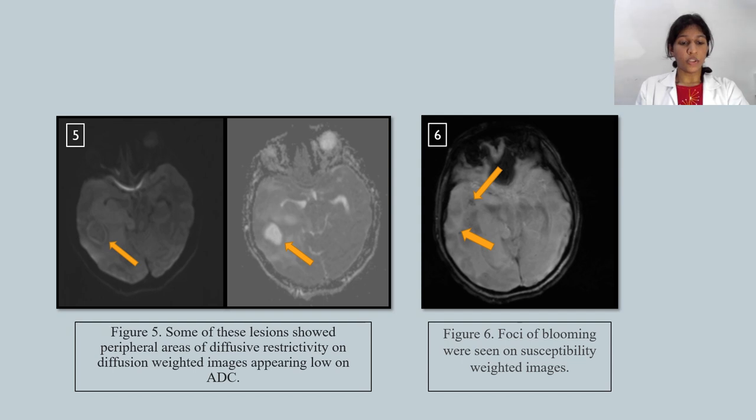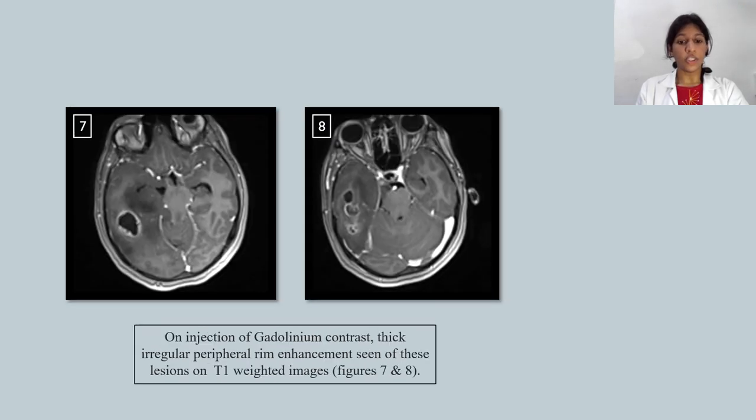Some of these lesions showed peripheral areas of restricted diffusivity on diffusion-weighted images, appearing low on ADC. Foci of blooming were seen on susceptibility-weighted images. On injection of gadolinium contrast, thick, irregular peripheral rim enhancement is seen of these lesions on T1-weighted images.